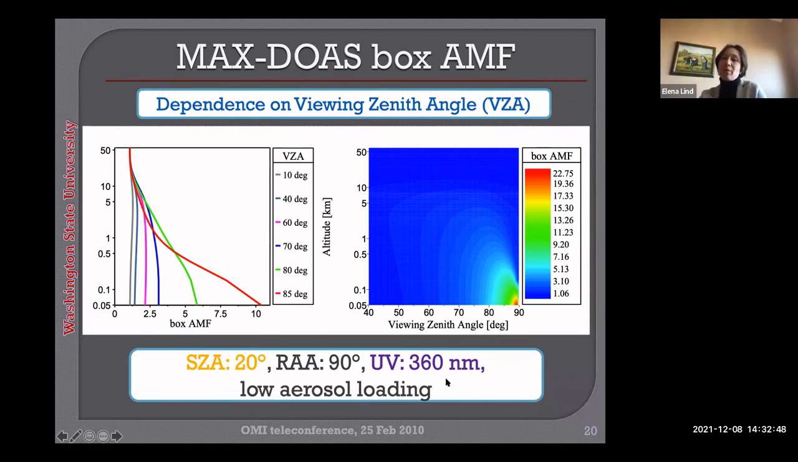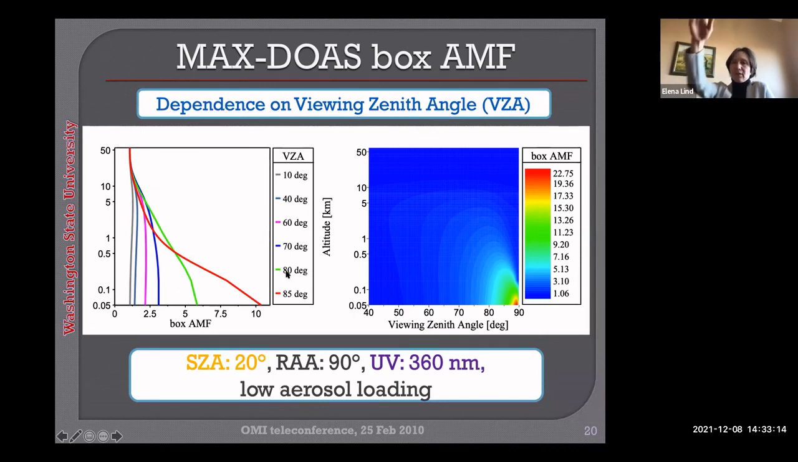I hope you really appreciate the complexity of this problem. And if we have lower aerosol loading at this wavelength, this is how the sensitivity will look. So if I'm looking down at 85 degrees, so it's 5 degrees elevation from the ground up, you can see that most of my information is really coming from this first 0.5 kilometers.